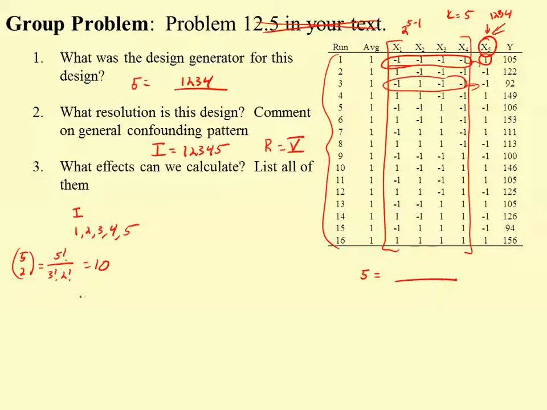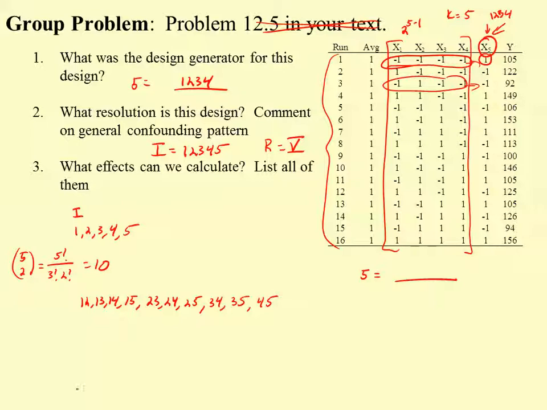Two interactions. We have 1, 2. You can just try to do them methodically. So those are the two interactions that have to do with factor 1. And then we can go 2, 3, 2, 4, 2, 5. We already have 1, 2 down. 3, 4, 3, 5. And then 4, 5. So that should be 10 of them.